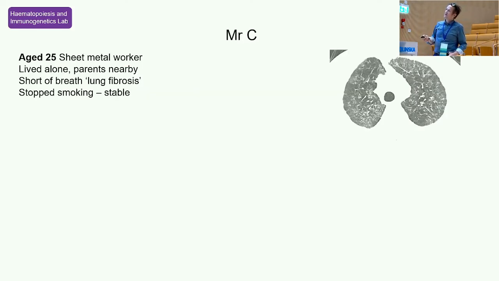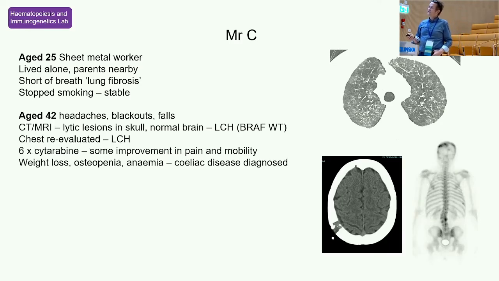So I had a guy about the age of 25 who was diagnosed with lung fibrosis, and he was advised to stop smoking. So he stopped smoking and he was stable. He was employed, but he'd always been a bit of a loner. His parents lived nearby, but anyway, he managed. And then about 10, 15 years after that, he suddenly started getting headaches. He had blackouts as well. He was falling a lot.